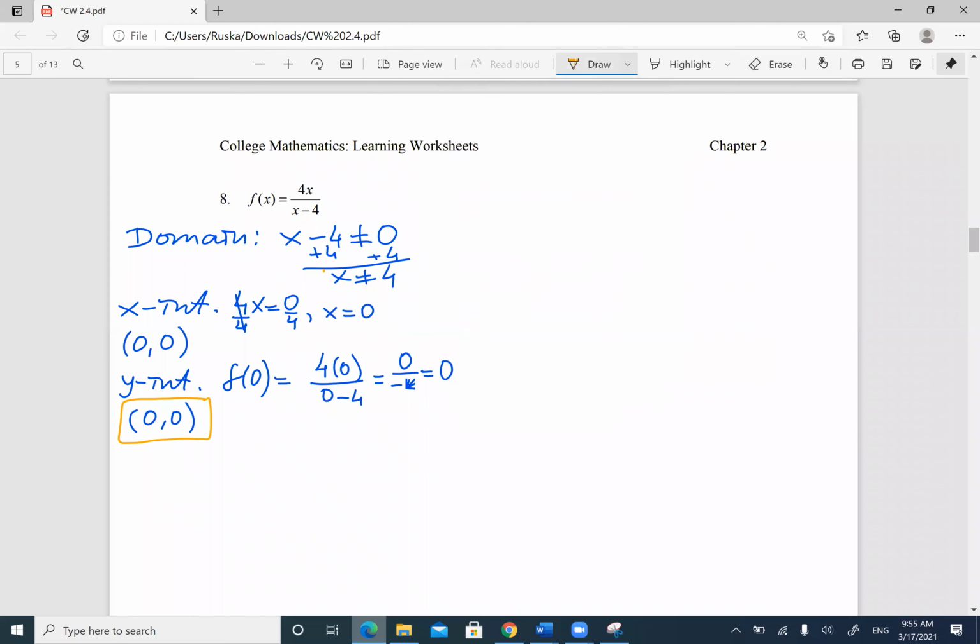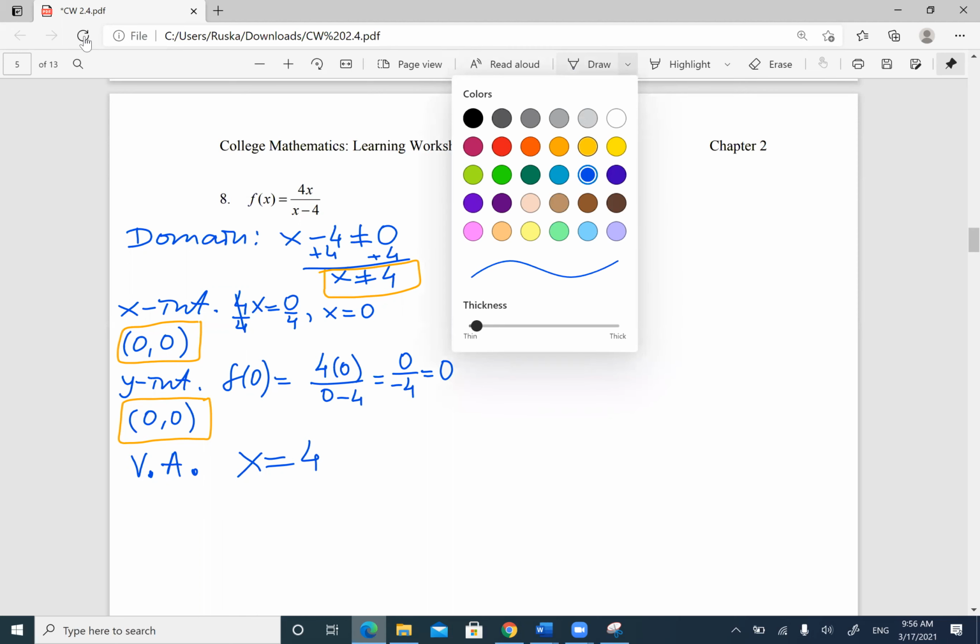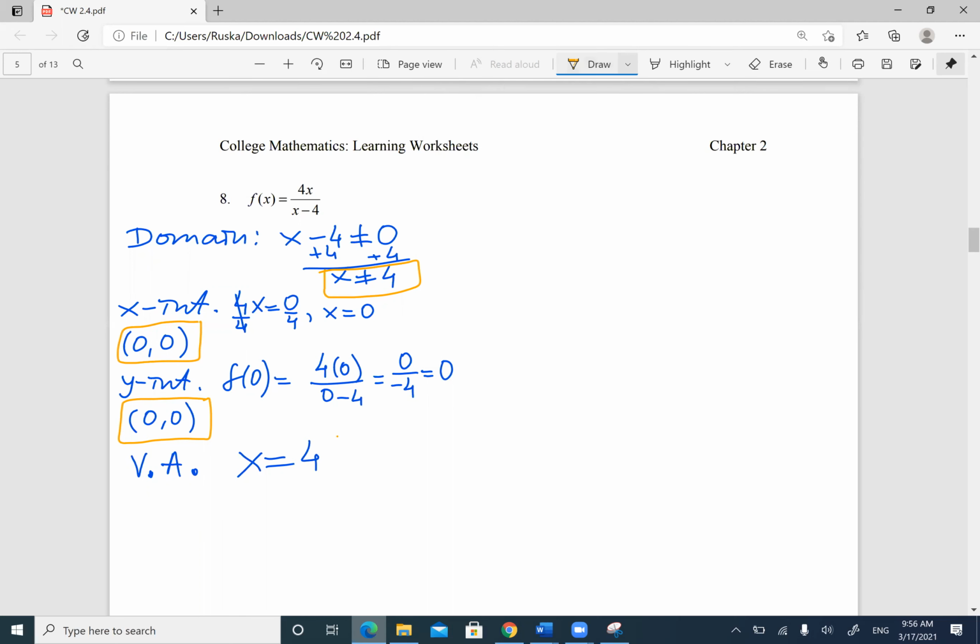Okay, so the domain is x not equal 4. X intercept is 0, 0, Y intercept 0, 0. Okay, and we're gonna continue from there. This is -4. Okay, looks better. Okay, so the next one we're gonna continue is vertical asymptote. And the vertical asymptote, we're gonna find it from the domain. Domain is X is not equal 4, the vertical is gonna be X equals 4. That's it.